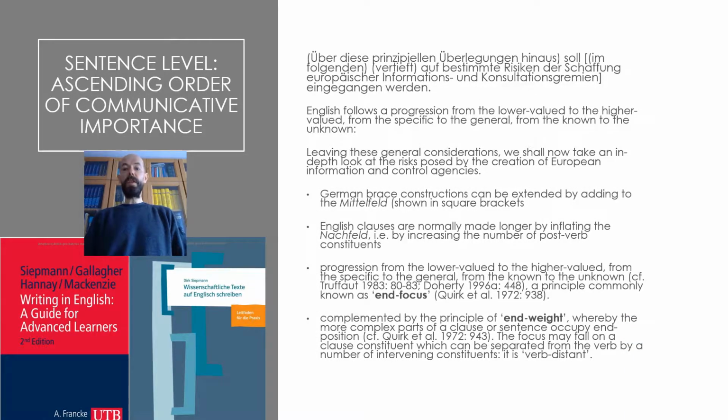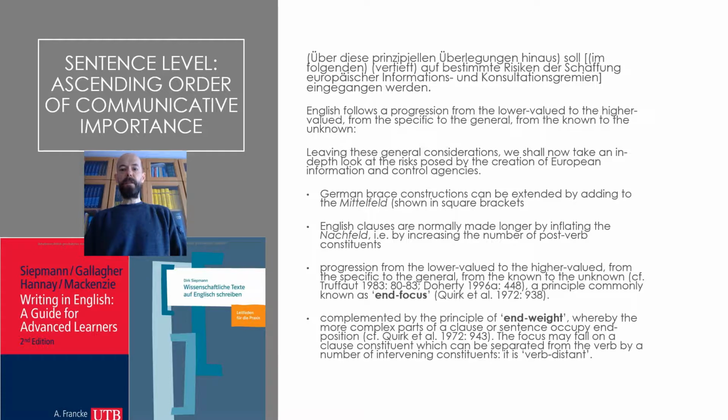Now, as we've just seen, there's a verb second rule in German. We always have to place the verb in second position, and this leads to what we might call brace constructions in German, Klammersatz. So you get constructions like the following. Über diese prinzipiellen Überlegungen hinaus soll im Folgenden vertieft auf bestimmte Risiken der Schaffung europäischer Informations- und Konsultationsgremien eingegangen werden.